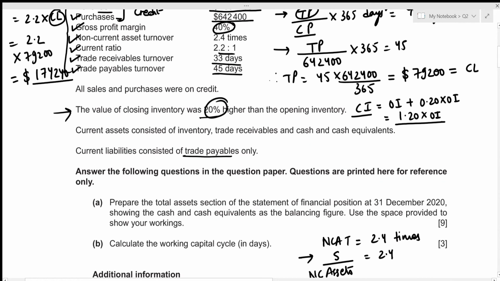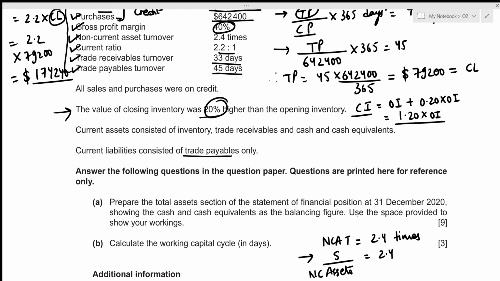Now let's have a look at the question. We need to prepare the total assets section of the statement of financial position at 31st December 2020, showing the cash and cash equivalents as the balancing figure. And we also need to use the space provided to do your workings. All right. So what I did was I scribbled all over the question paper. You guys should not be doing that. Do these workings in your working section.